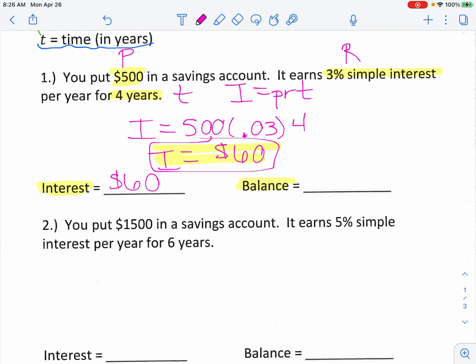So then the balance in your account is calculated by taking the amount that you deposited and adding the interest. So after 4 years, that $500 is going to turn into $560.